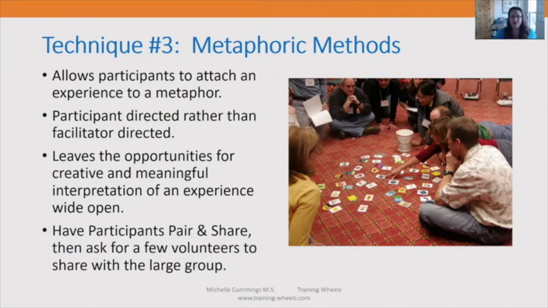Usually when I do this, for instance with the activity that you see in the picture there, I'll spread out a bunch of picture cards, have them relate an experience, and then grab that card and go pair and share with someone about why you chose the card that you did.